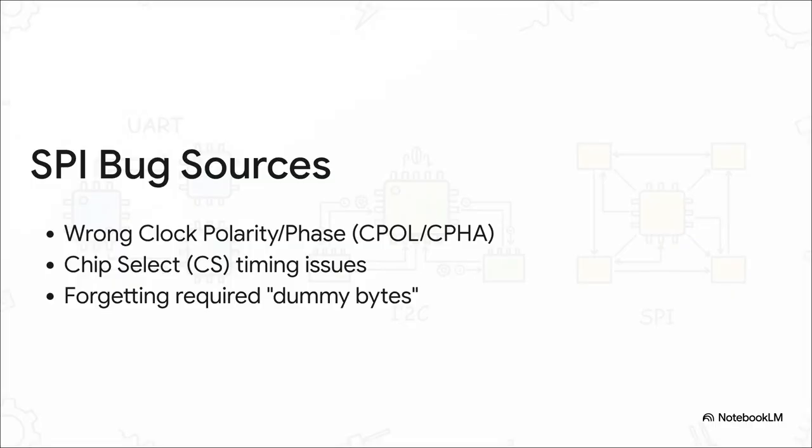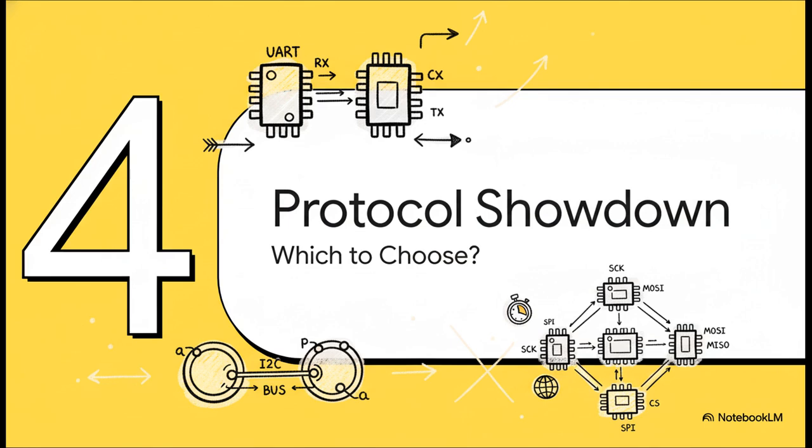Of course, with all that speed come a few more things to look out for when things go wrong. A really common trip-up is the clock configuration, something called polarity and phase. Both the master and the slave have to agree on exactly how they're going to read that clock signal. Oh, and some devices, especially memory chips, have this weird quirk where you have to send them dummy bytes. Basically, you send useless data just to get the clock running before they'll start sending back the real data you actually want.